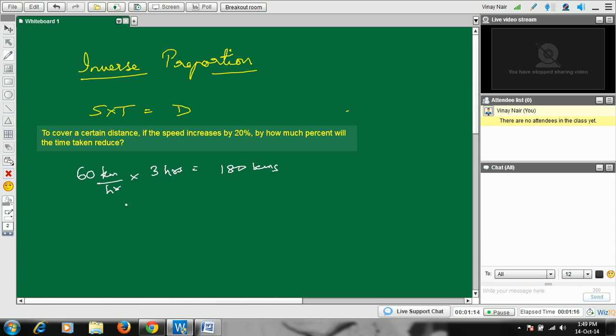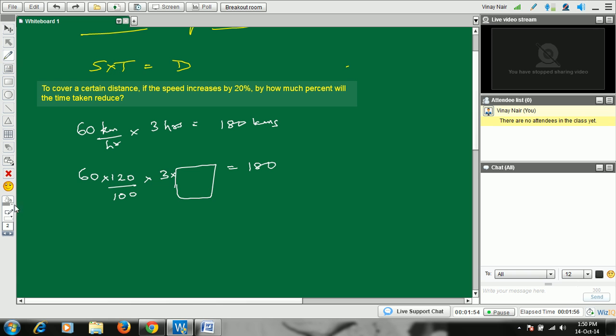Now it is said that the speed increases by 20%. So when the speed was 60, it was 100%. Now it has increased by 20%. So earlier it was 100 by 100, now it has become 120 by 100. So the speed has increased by 20%. So the time has to reduce. The initial time was 3 hours, and now it has to reduce by something so that the distance remains the same, right? So here we have 60 multiplied by 120 divided by 100 times 3.